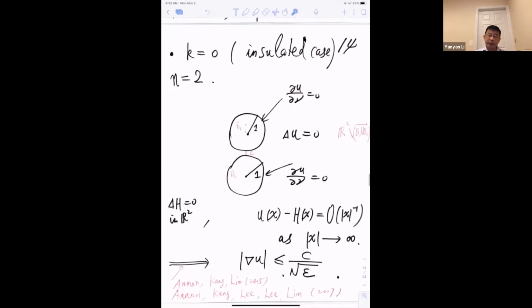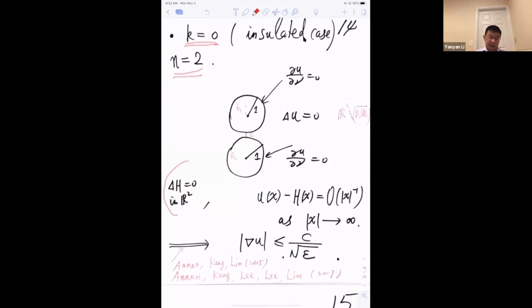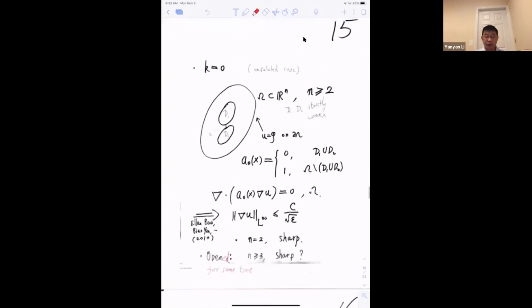So for k equal to 0, this is an insulated case. For n equal to 2, in R2, we fix any harmonic function, and at infinity we assume that u goes to h. Then in that case, it was proved in the same paper mentioned earlier, by these authors, and we have this rate. Actually this problem, in this case, is dual to the k equal to infinity case. It's a dual problem, so in 2 dimensions they have the same rate.